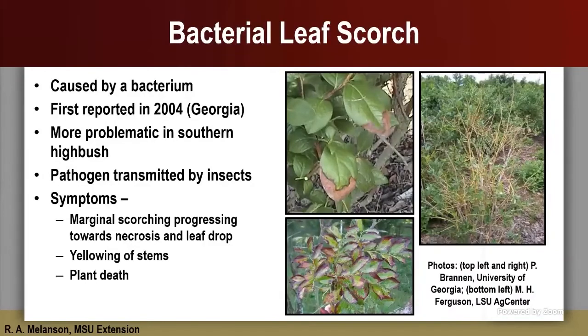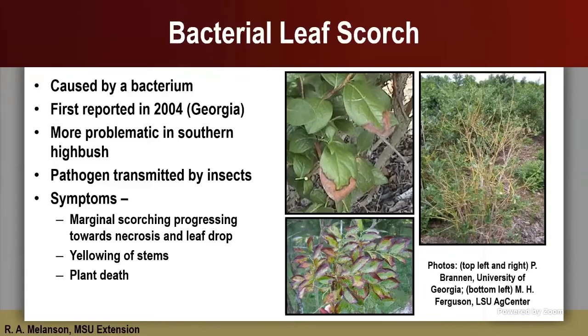So the last disease that I wanted to mention is bacterial leaf scorch. This is caused by a bacterium, Xylella fastidiosa. This disease was first reported in 2004. So again, this is still a fairly new disease on which research is still being conducted to try and answer some of the questions that we have about it. This disease is more problematic in southern highbush blueberries. This bacterium is transmitted by insects that feed in the xylem, or the water conducting tissues of the plant.